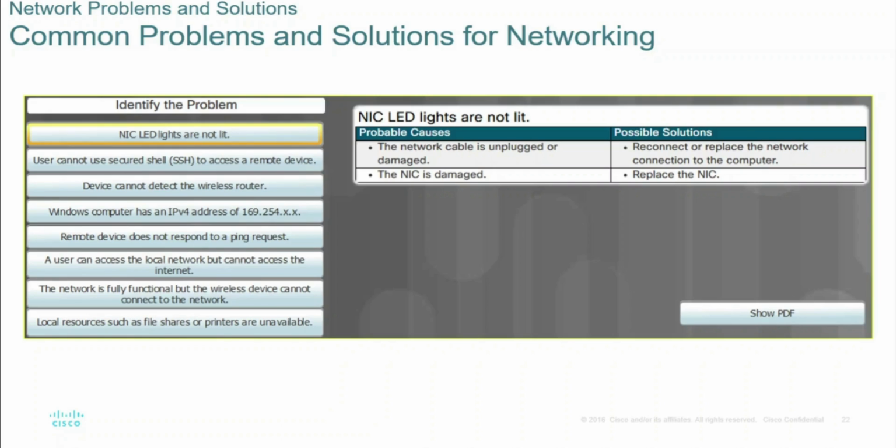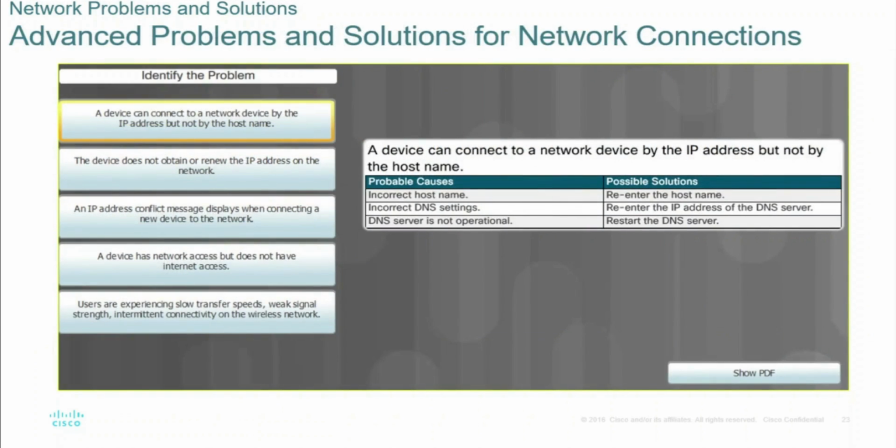Now check these problems, and for each problem you can identify a solution and then solve it easily. There can also be some advanced problems, such as a device that can connect to a network device by IP address but not by the host name. The meaning is, assume you want to go to google.com. Instead of typing google.com, you type the IP address of google.com.